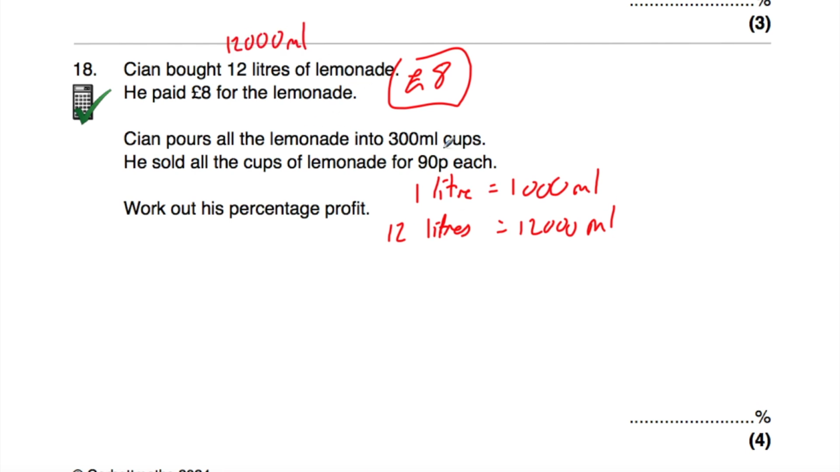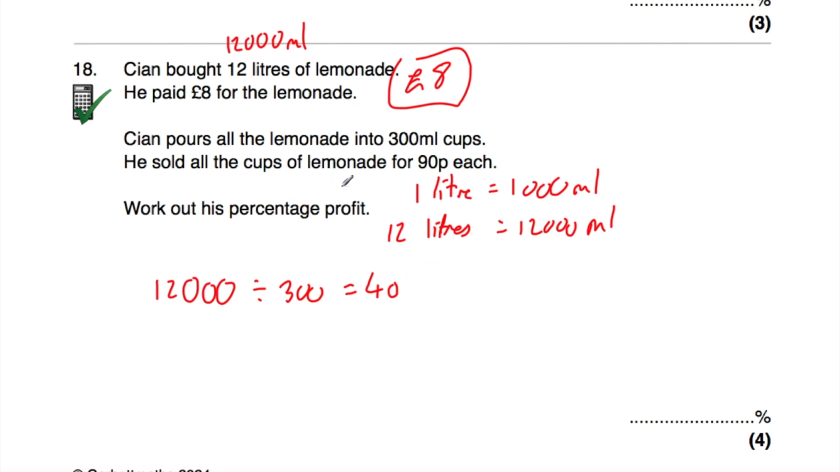And he pours all the lemonade into 300 millilitre cups. So we need to divide how much lemonade he's got by the capacity of each of the cups to work out how many cups it would be. So we need to do 12,000 divided by 300. Now it's a calculator question, so that's quite nice. That's equal to 40. So Cian pours 40 cups of lemonade.